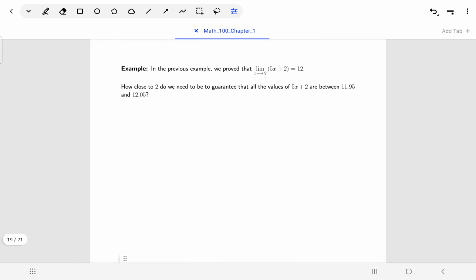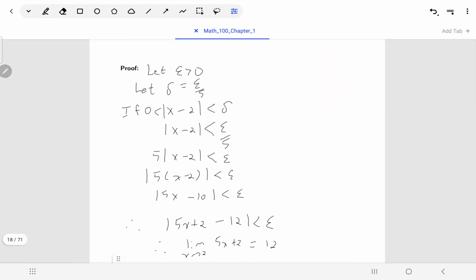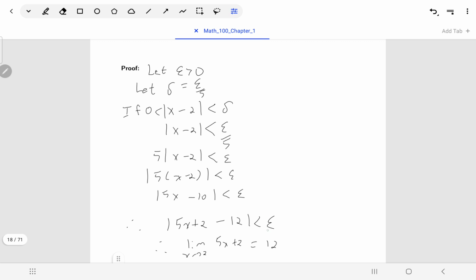Okay, so now let's actually use our proof and put this into action with what we've shown. So here we've shown in the proof that for 5x plus 2, the limit as x approaches 2 is 12. So I might say to myself, okay, how close do I need to be to get all of my y values being between 11.95 and 12.05? Or in other words, I want all of my y values to be 12 plus or minus 0.05. So this is how far I need to be away from my y values. If you're remembering from your proof how close you need to be in the y direction, that was epsilon.